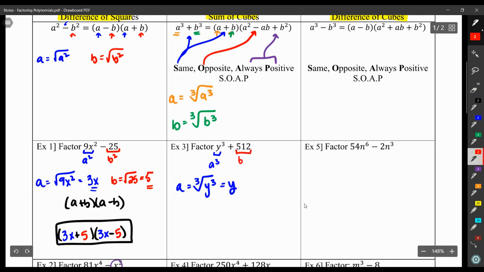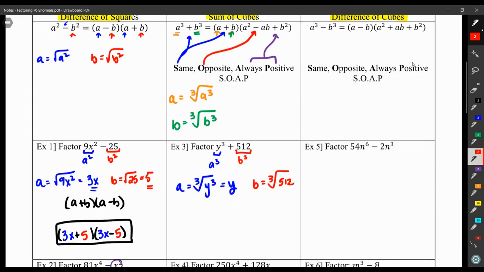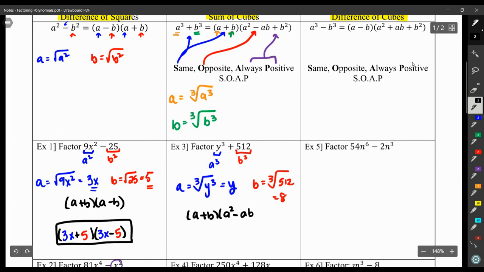Now 512 should be b cubed. That means b has to be the cube root of 512. The cube root of 512 is 8. So these are both perfect cubes. According to the pattern to factor sum of cubes, we take a plus b, then a squared minus a times b plus b squared. So the first factor is a plus b. a is y, b is 8, and we add them together.